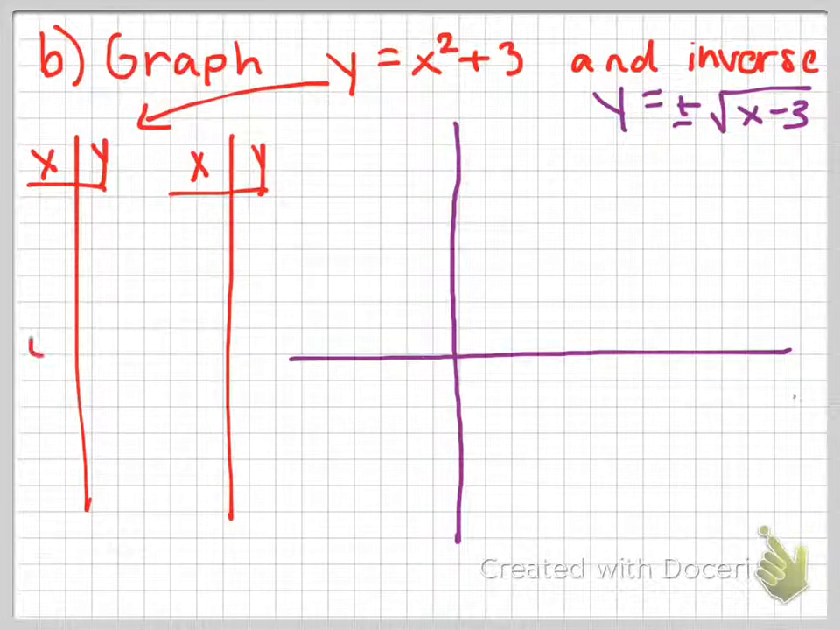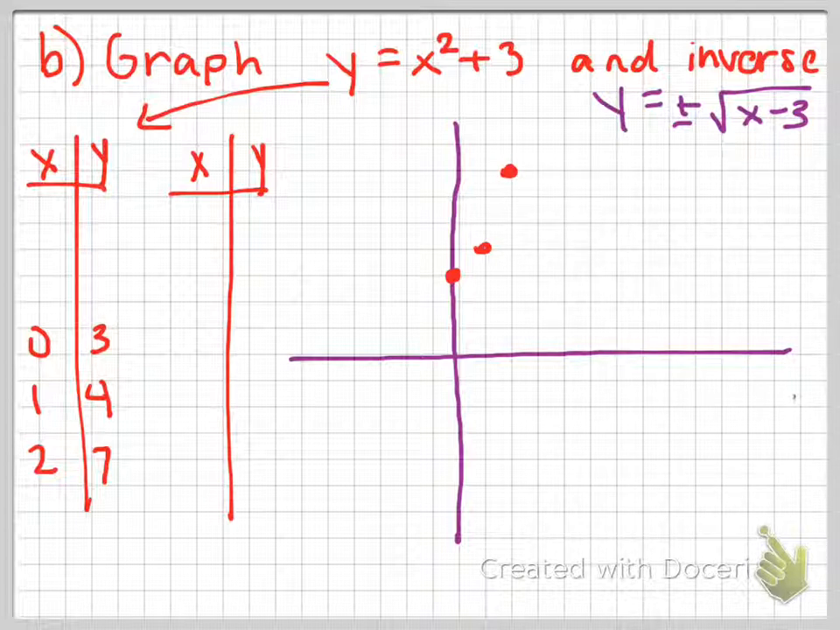So if I plug in a 0, 0 squared is 0, 0 plus 3 is 3. If I plug in a 1, 1 squared is 1, 1 plus 3 is 4. If I plug in a 2, 2 squared is 4, 4 plus 3 is 7. So I can plot these points. So I have 0, 3, 1, 4, and a 2, 7.